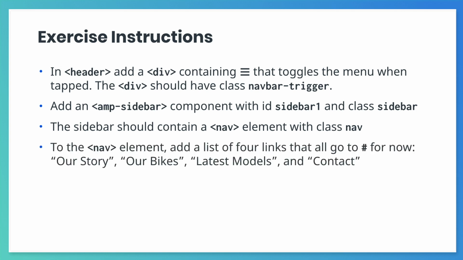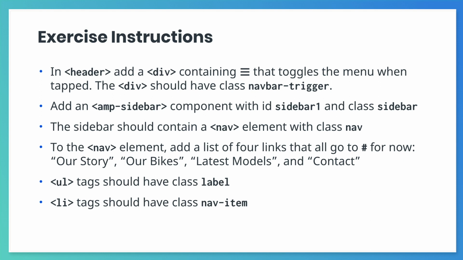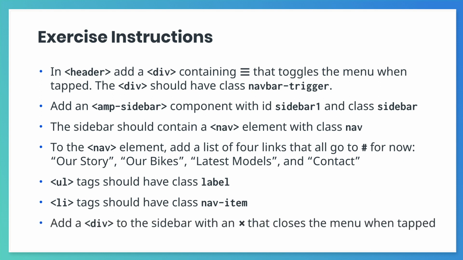Add a list of four items to the menu: our story, our bikes, latest models, and contact. These links should all go to the pound sign for now. We'll add the actual URLs later. Implement the list of links as an unordered list, which contains a list of items. The list items should contain anchor links. UL tags should have the class label, LI tags should have the class nav-item, and you add a div to the sidebar with an X that closes the menu when it's tapped.